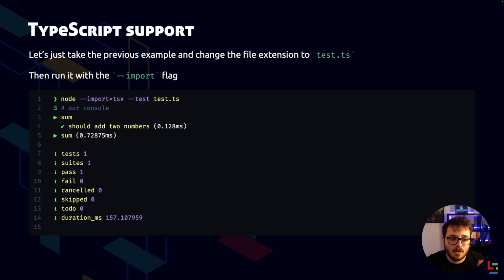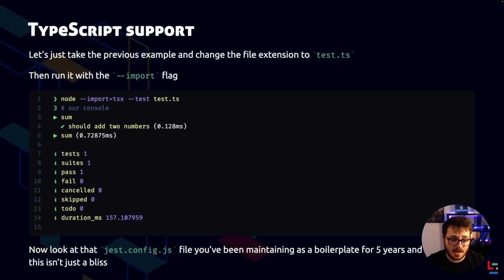It is going to parse the code. It is going to do a console.log. It's going to do exactly the same thing. Now look at this and tell me, look at the jest.config.js that you have with 50 lines, that you've been maintaining as boilerplate for like 3 years, and tell me if this is not just bliss in your life right now, right?